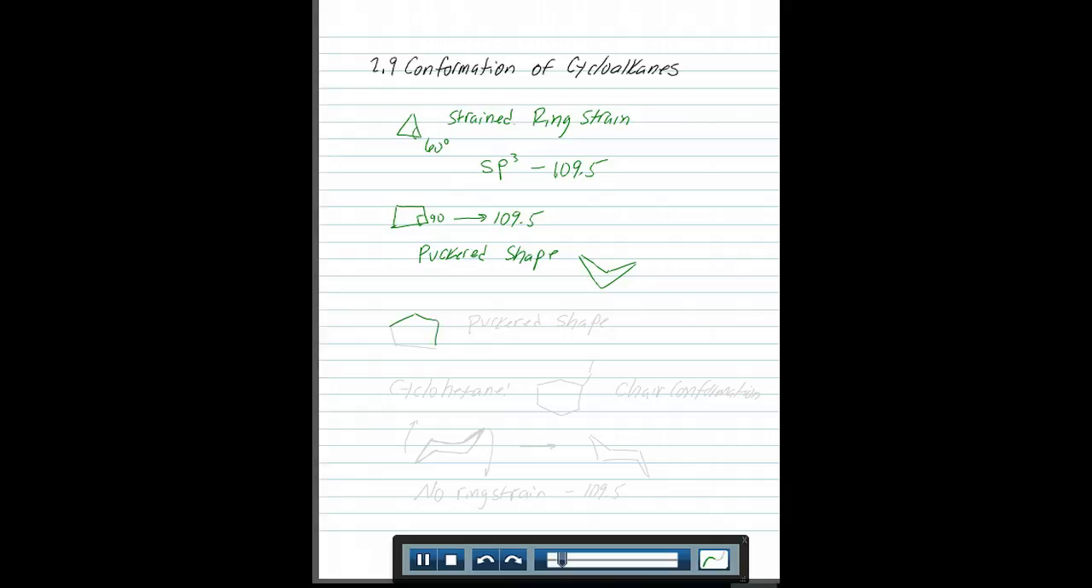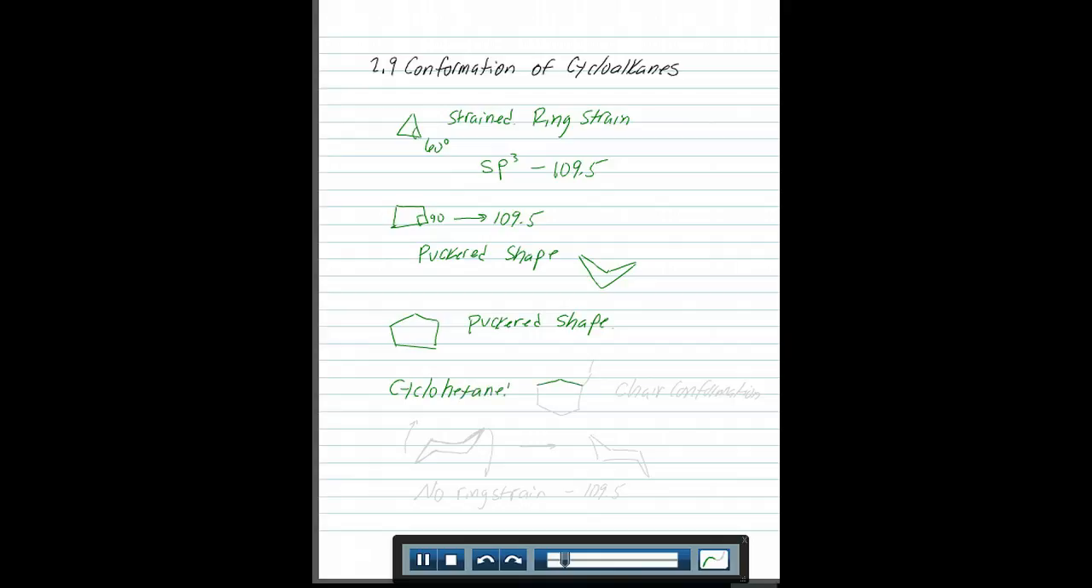A 5-membered ring, same thing. It adopts a different shape. It's definitely more stable than the 3- and the 4-membered ring, but it's not perfect. It does have a puckered shape to it. However, you still have eclipsing interactions and gauche interactions and things like that.